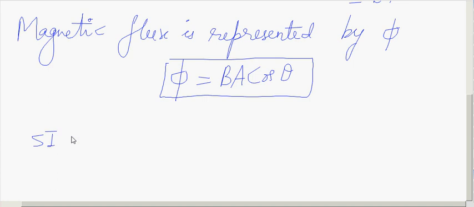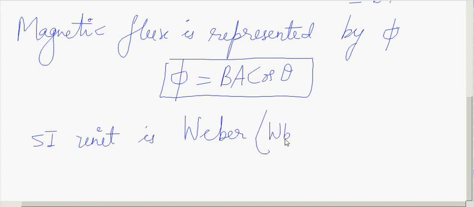SI unit, Weber, and its symbol is Wb. Phi is always represented by Weber. Now you got it. The magnetic flux is a measure of field lines passing through the given surface. It is measured as the surface integral of magnetic field lines cutting through the surface normally. And finally we got the equation BA cos theta.